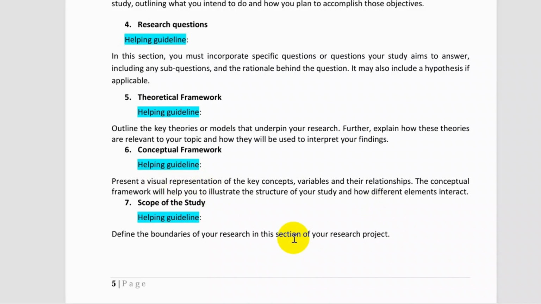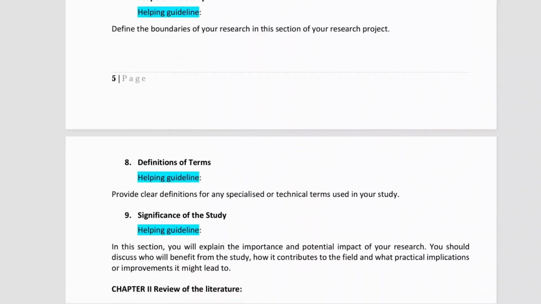Like you can discuss what will you include and what will you exclude. So while writing the scope of the study, you need to be very specific, as this section outlines the specific focus of the research. Then there comes the definitions of the terms.